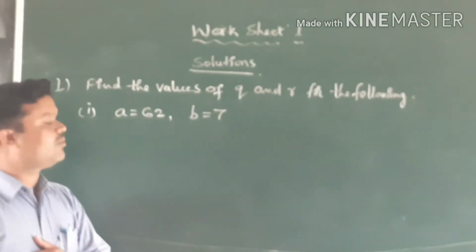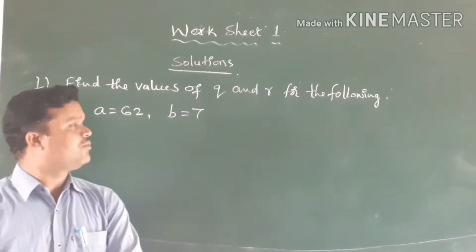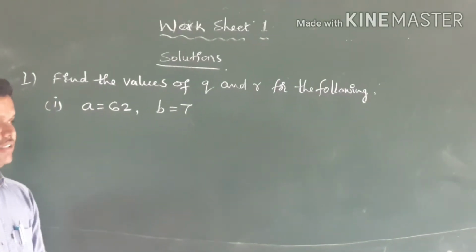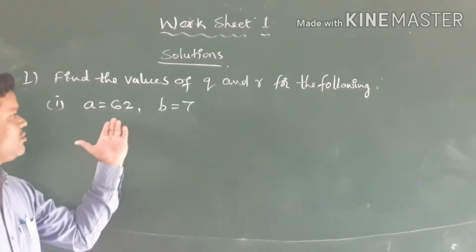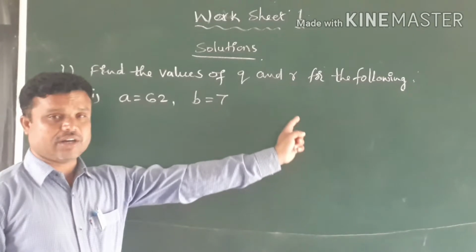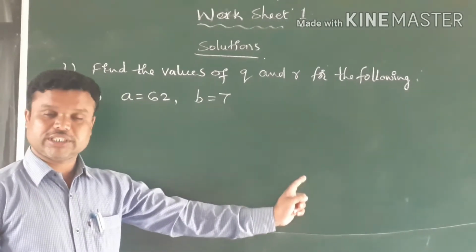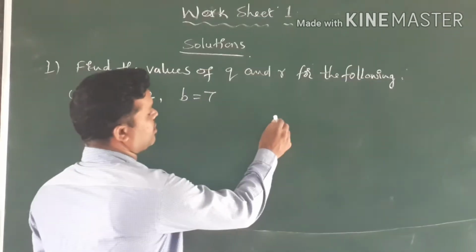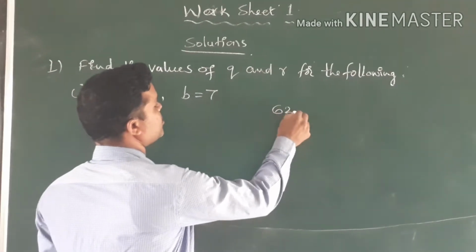Worksheet 1, question number 1: find the values of q and r for the following questions. The first one: a is equal to 62, b is equal to 7. To find q and r, we have to go through the division algorithm. So divide the big number with the small number. Here the biggest is 62.